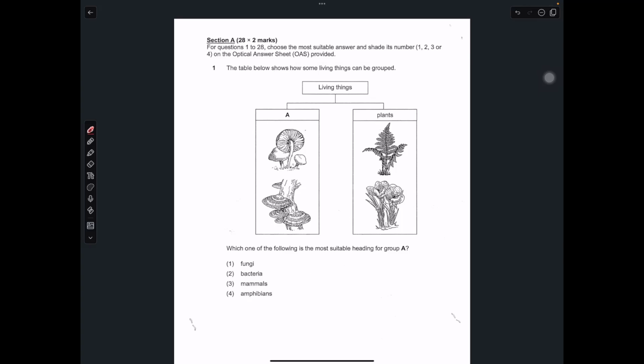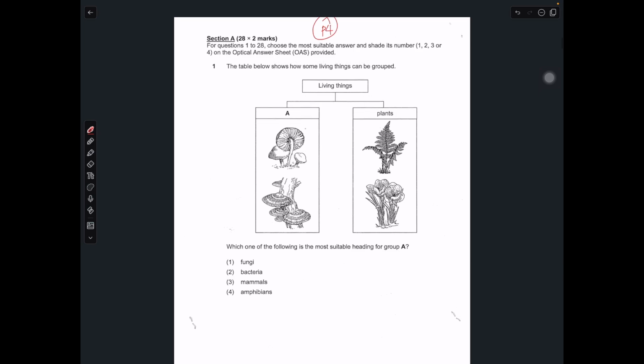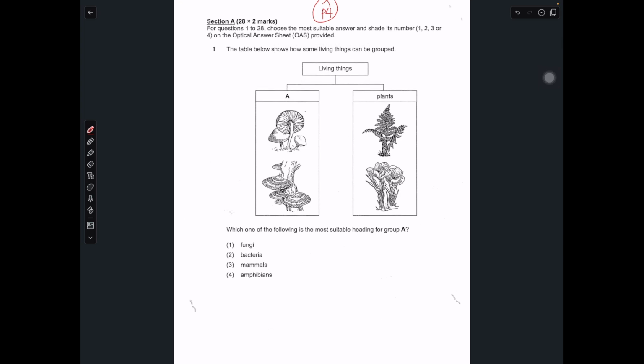And this is the review of Section A of 28 MCQ questions from Pei Chun Public School. This is Tech 2, P4 level. Okay, this is their end of year paper in 2023. So for question 1, the table below shows how some living things can be grouped. It's classification of living things.